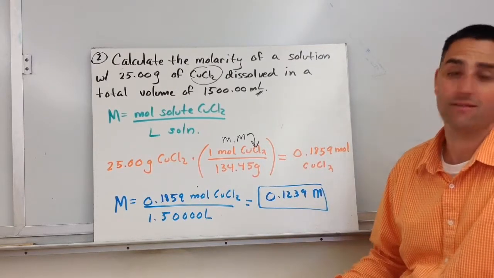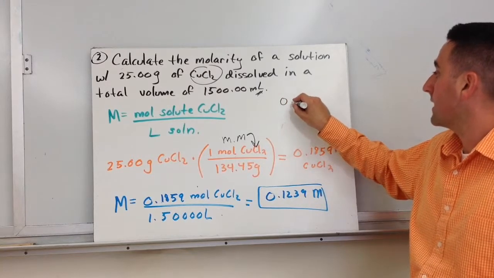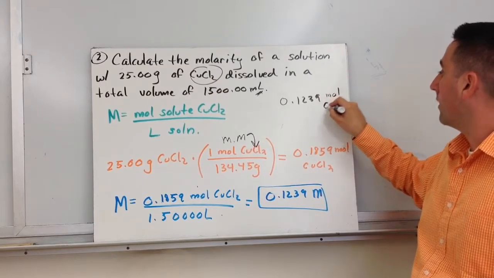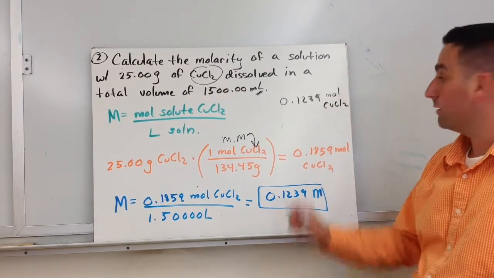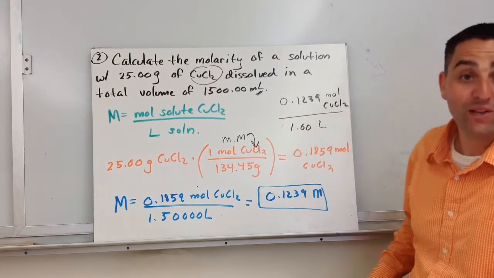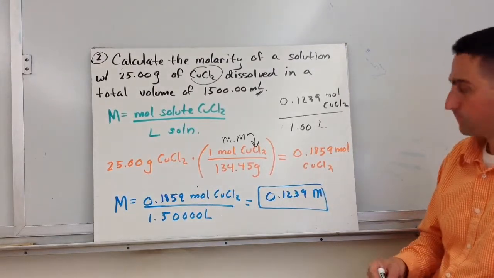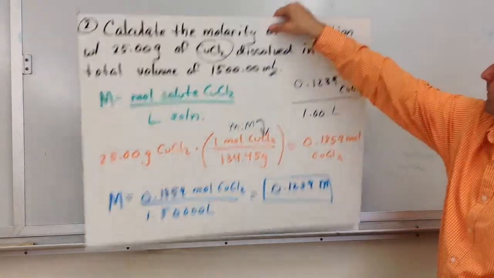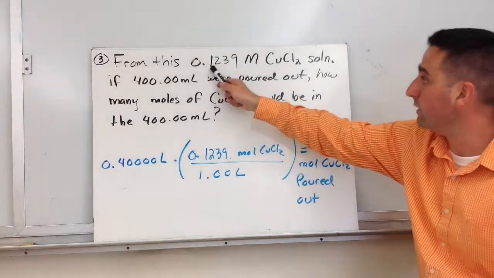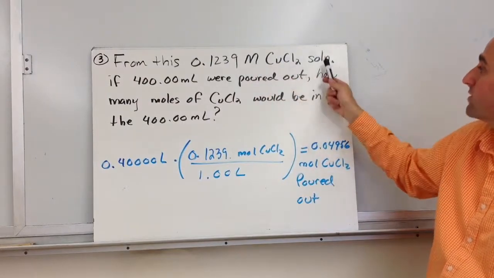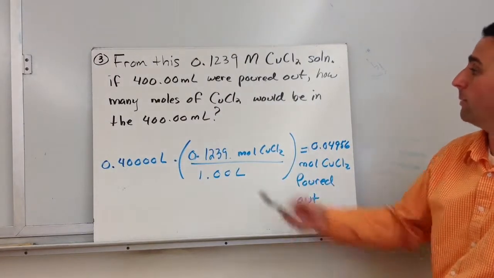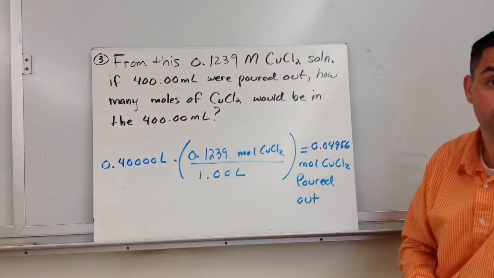Well, what does that even mean? What that means is that I have 0.1239 moles of the solute, copper 2 chloride, per every 1 liter of solution. All right, from this, okay, so we have our concentration. From this 0.1239 molar copper 2 chloride solution, if we poured out 400 milliliters, how many moles of copper 2 chloride would we have from our pouring?